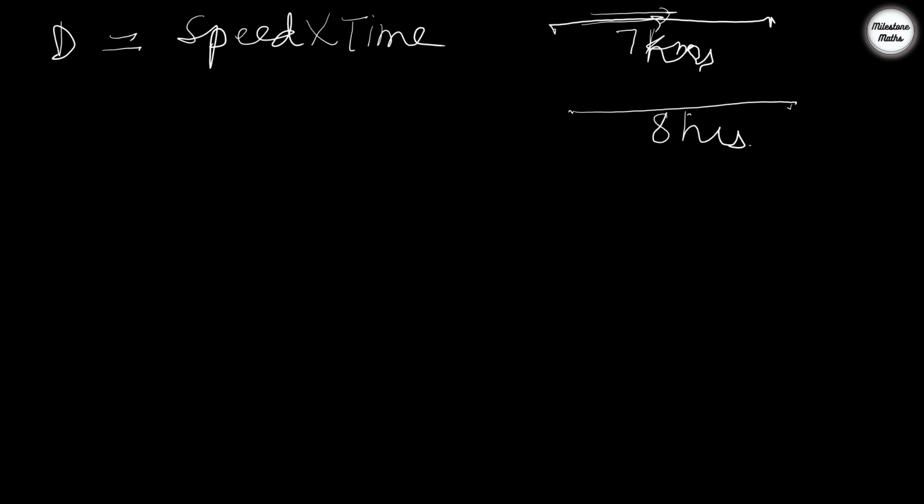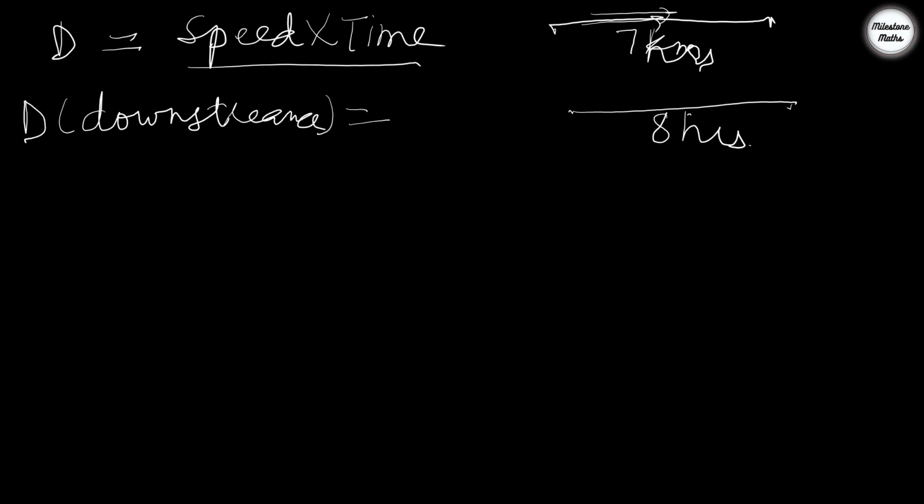So now let us find the distance while downstream. What is the distance while downstream? The distance is speed into time. So what is the speed? Speed in the downstream is x plus 2. Right? And what is the time taken? 7 hours. So 7 into x plus 2. Right? This is the distance when they are going downstream.